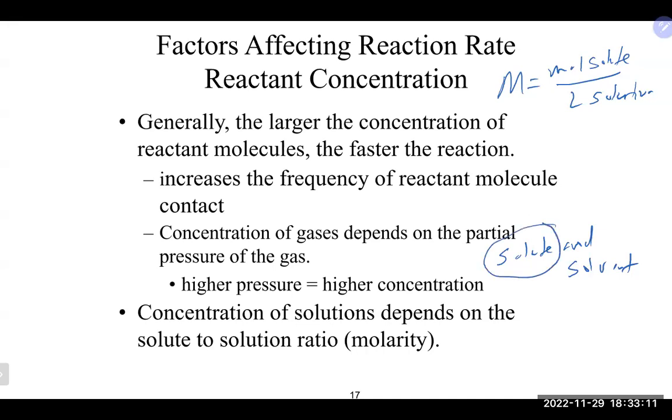So when we have a larger concentration, the only way to get a larger molarity is if this number is bigger. That means we have a lot more solute molecules in there, and that will increase the rate of the reaction. In terms of gases, concentration depends on the partial pressures of the gas. At higher pressures, we have a higher concentration of gases, because at higher pressures, we have a much smaller volume, right? Which means the gas molecules are pretty much right on top of each other. So that's definitely going to increase the rate of the reaction.